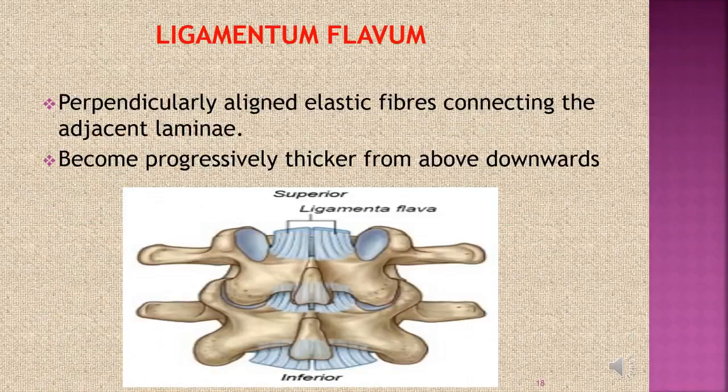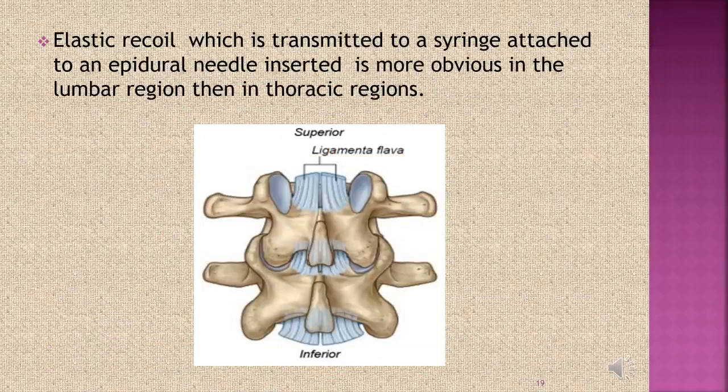Out of 5 ligaments present in the vertebral bodies, ligamentum flavum is of utmost importance for the anesthesiologist. What is ligamentum flavum? These are perpendicularly aligned elastic fibers which connect the adjacent laminae. They become progressively thicker from above downwards. During the procedure of finding the epidural space, the elastic recoil, which is transmitted to a syringe attached to an epidural needle, is more obvious in the lumbar region than in the thoracic region.